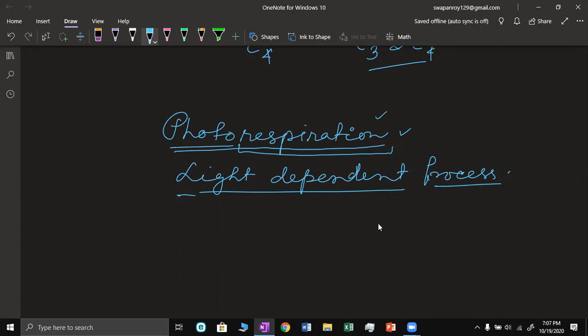In normal respiration, what happens? We take in oxygen and release carbon dioxide. But that process is not light dependent. We carry out respiration throughout the day and night, whether light is present or absent, which does not affect the process. So oxygen is taken in and carbon dioxide is released.